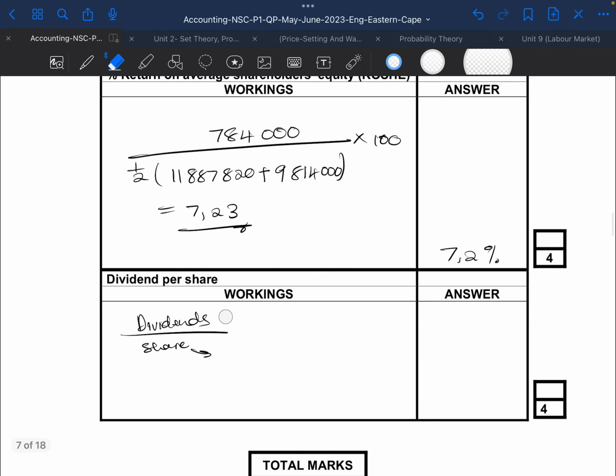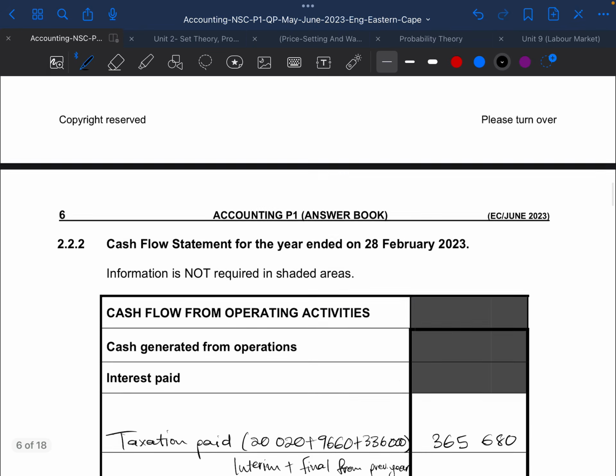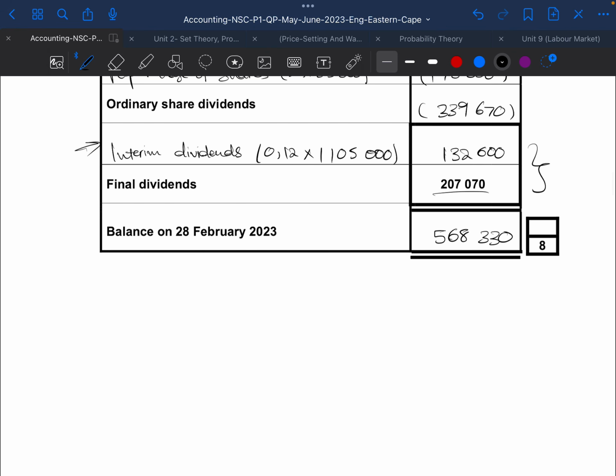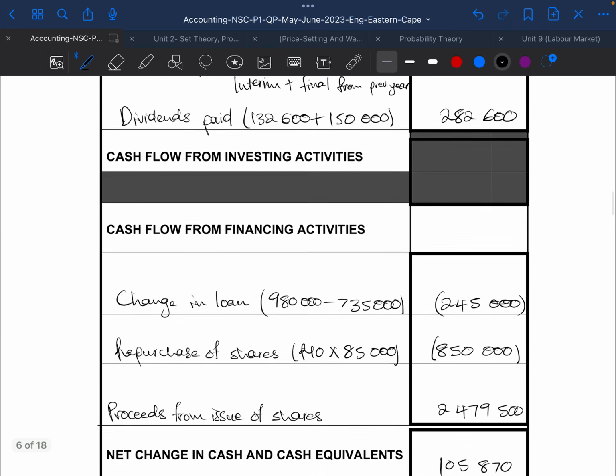So our dividends that we had here, we will enter on this side. Remember, we had 132,600, and those dividends were only for 1,105,000 shares. Plus, we had 207,070, but let's just check if that amount is correct. Yes, it's 207,070. Over how many shares were there at the end when we declared the final dividends? Let's check.